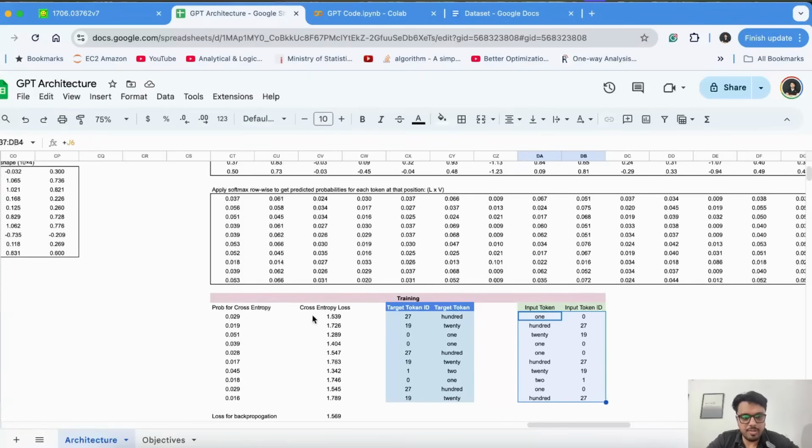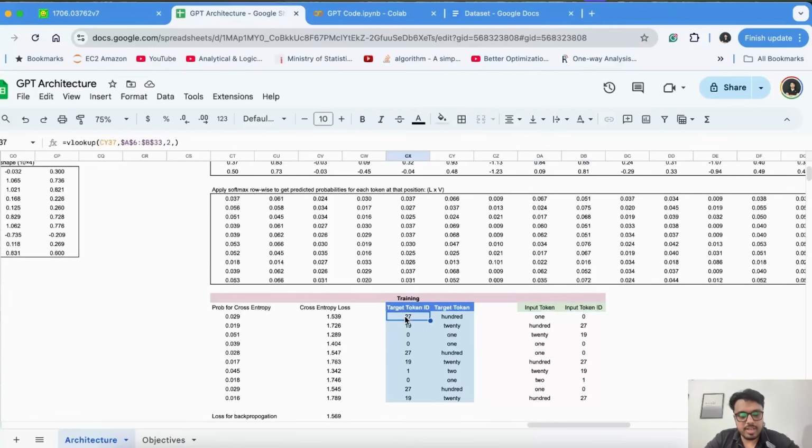What we are effectively doing here is, say the first input token is 1, then the target token for that will be the subsequent token, which is 100. And if the input tokens are 1 and 100, then the target will be 20. And if it is 120, then the target will be 1. So basically it is shifted right by 1 to get the target token IDs.